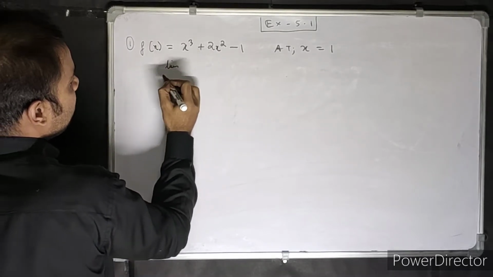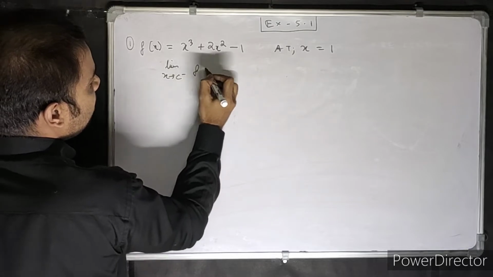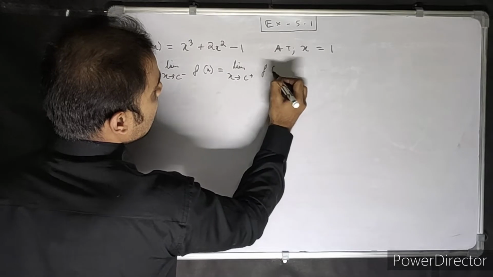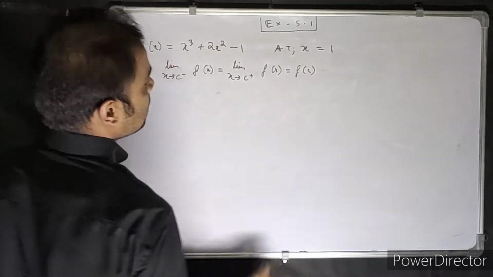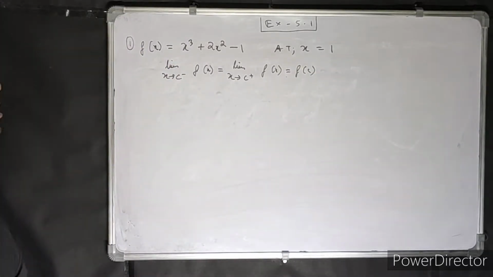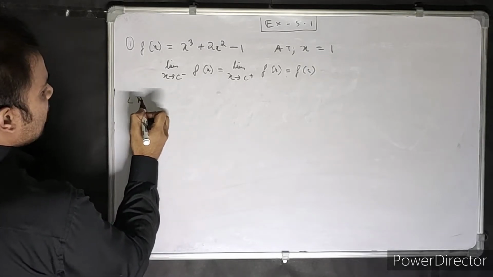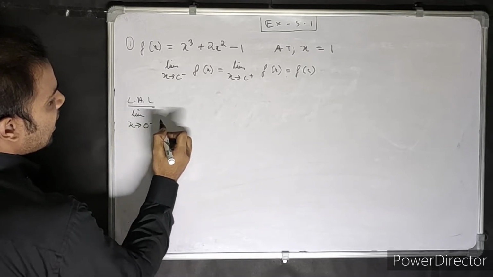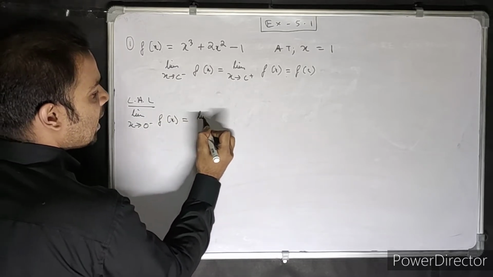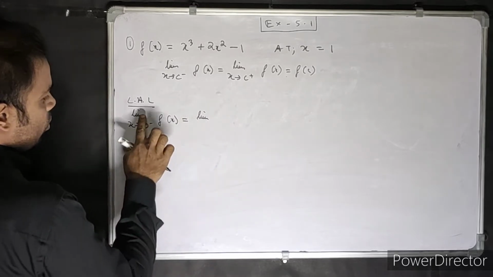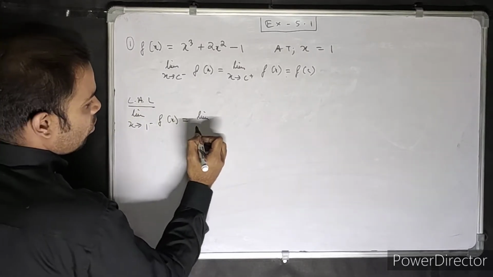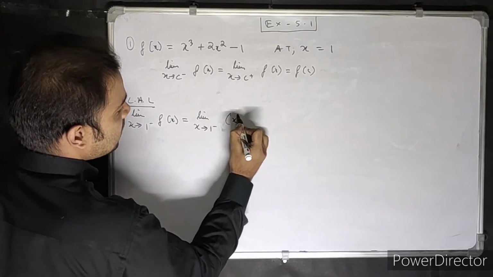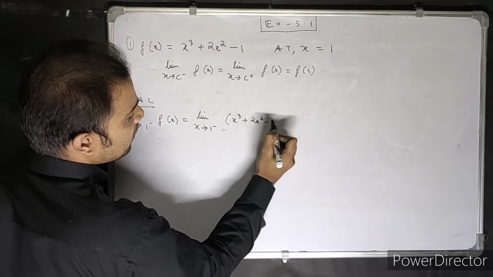Simple. Limit of x tends to c negative f of x is equal to limit of x tends to c positive f of x is equal to f of c. When you can prove this, then it's continuous. So let's start LHL. This is the left hand limit, that is limit of x tends to 1 negative f of x, approaching from the negative side. Limit of x tends to 1 negative f of x is x cube plus 2x square minus 1.